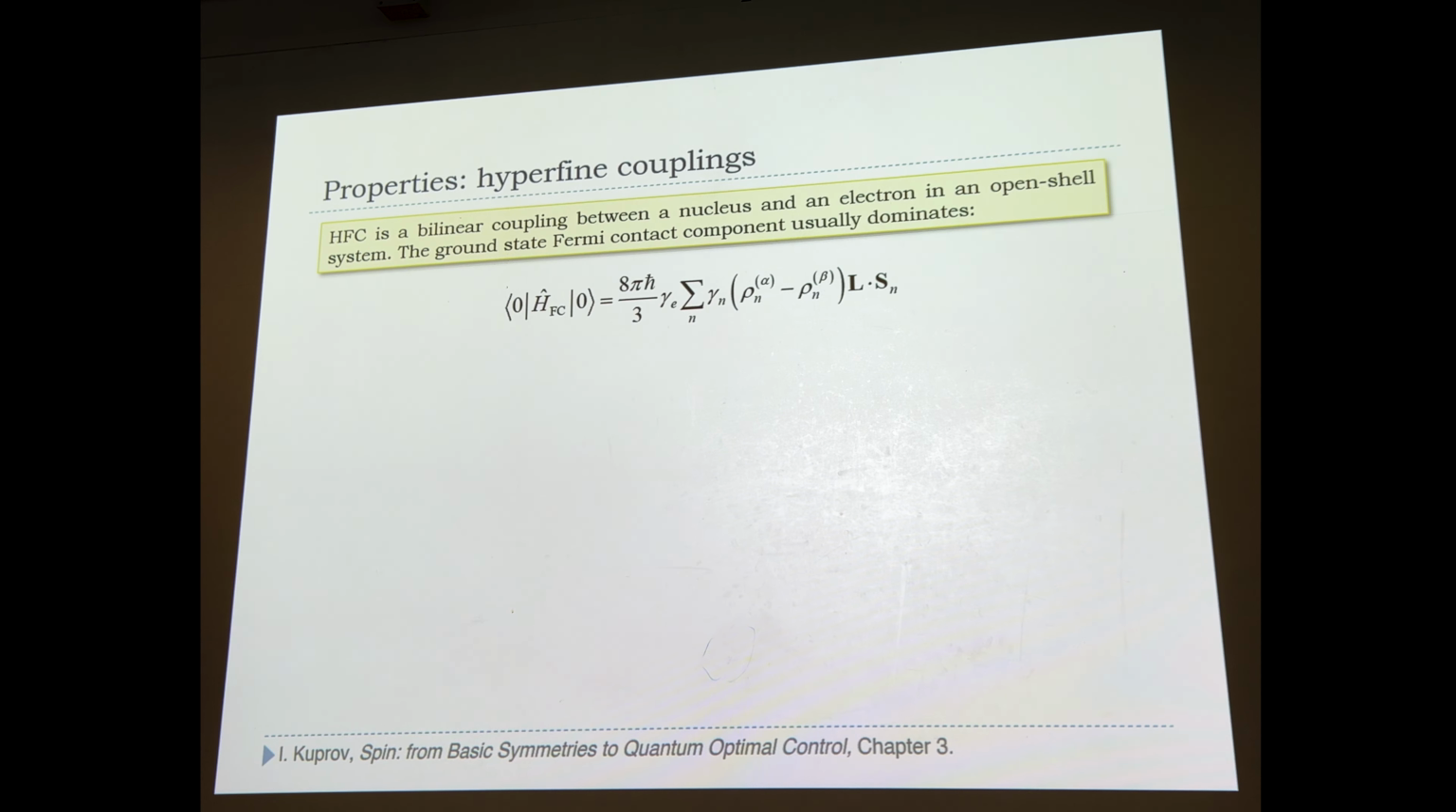Next property, hyperfine coupling. If you are building a quantum device based on spin, this is both your blessing and your curse. Your blessing because, well, it gives you degrees of freedom.